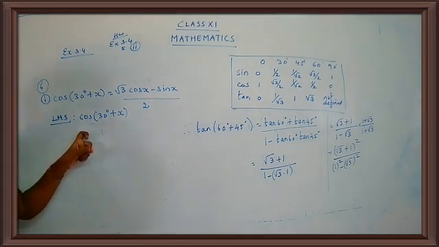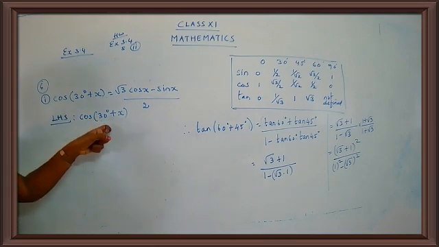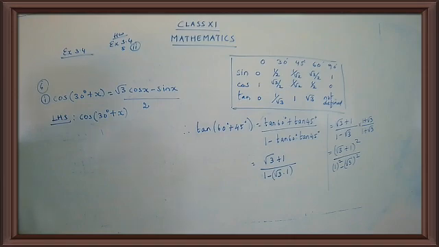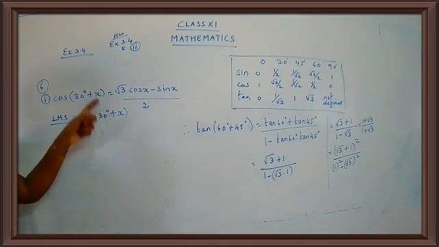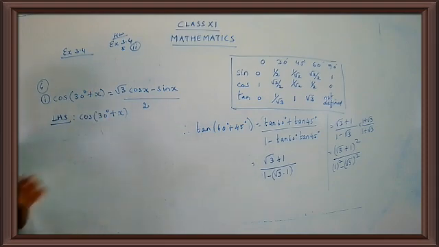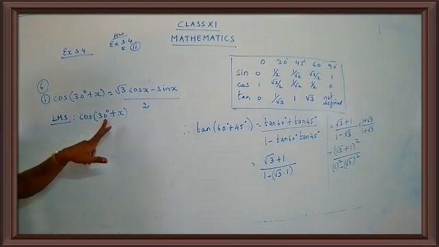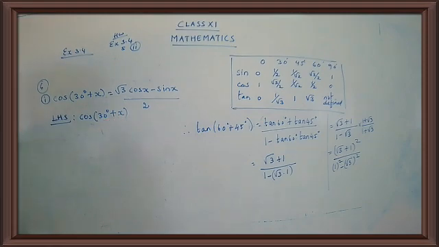What identity you are going to use here? Yes, cos of alpha plus beta. What's that identity? The first one we use. Yes, cos alpha cos beta minus. The sign is plus here, so the sign will change as minus, sine alpha sine beta. What is alpha here? The alpha is 30 degree. And what is beta here? Beta is x. Okay, so we are just going to use the identity. Come on, use the identity.